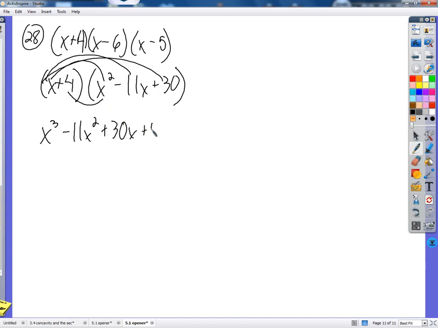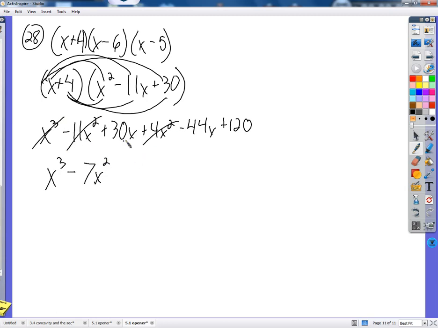Move on to the 4. 4x squared. Minus 44x. Plus 120. X cubed doesn't have any like terms. Got a couple of x squareds here, so minus 7x squared. 30x and negative 44x and negative 11x together, plus 120.